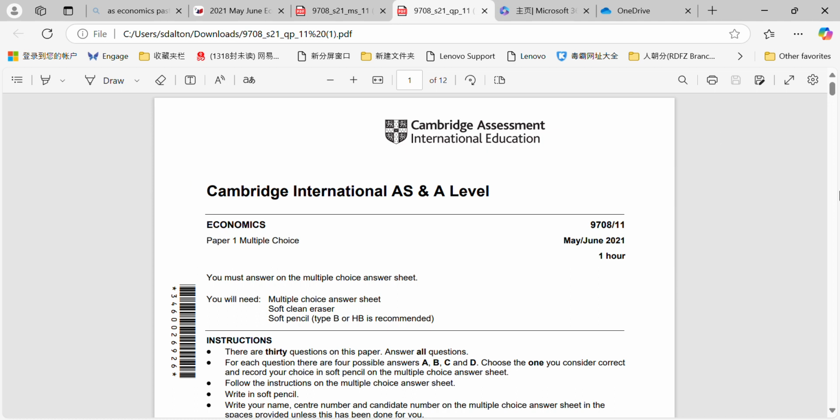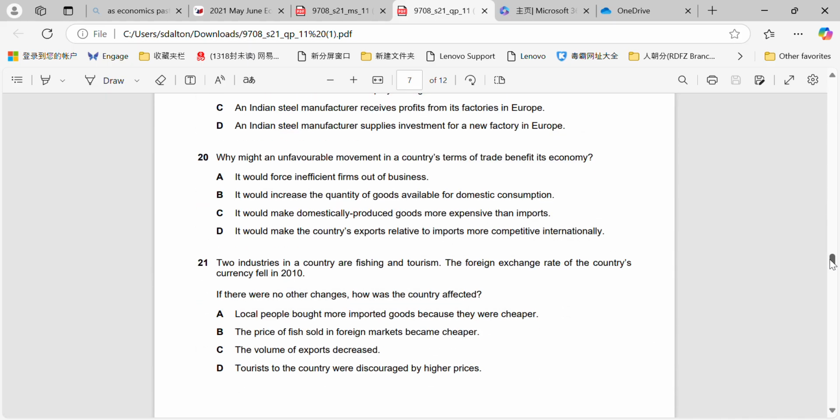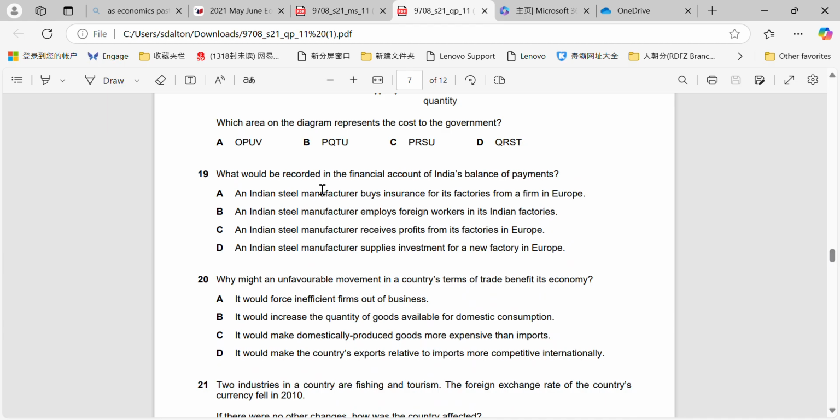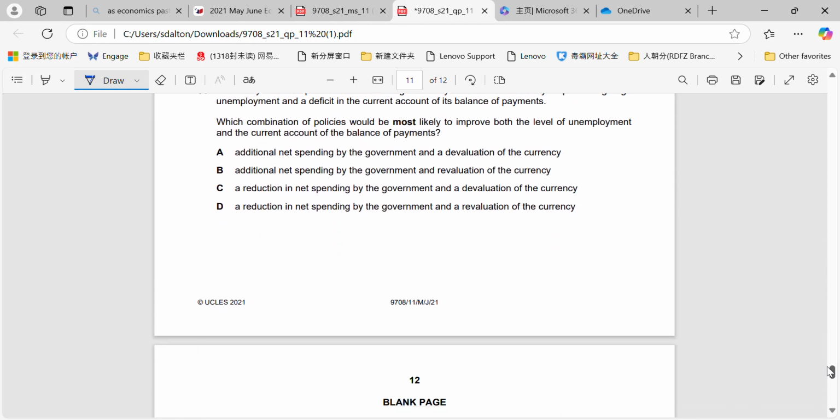Okay, welcome back. So today we're doing May-June 2021 question paper 11. Just one question which is not relevant to syllabus. That is question 19. So we start at question 30.